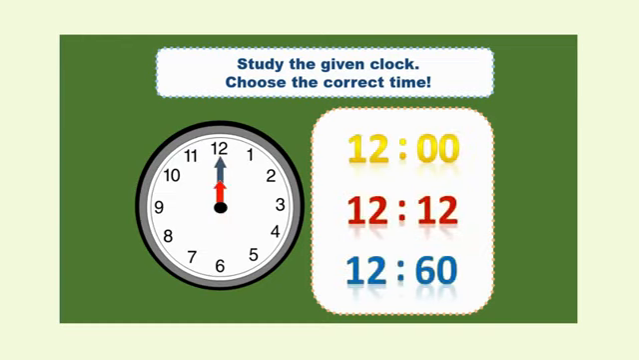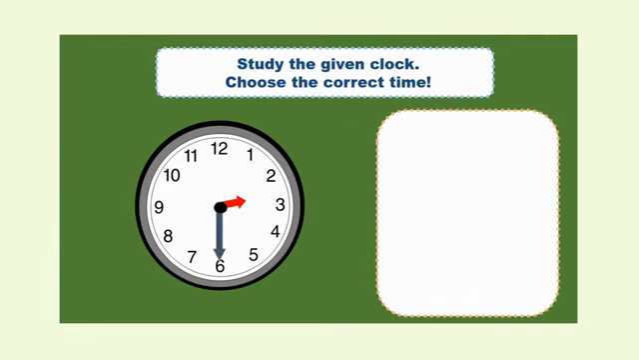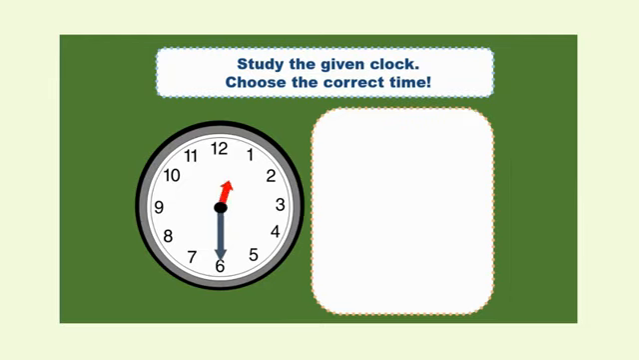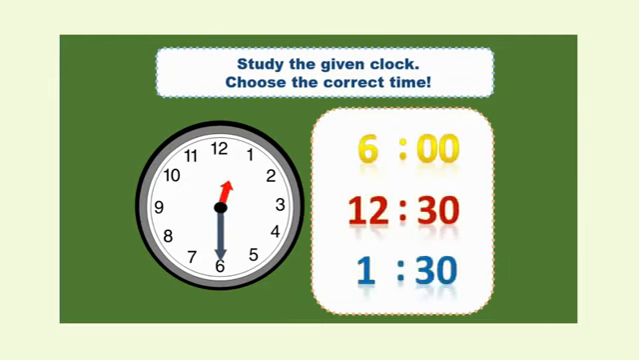Another one. What time can you see on the clock? Correct, it's 12 o'clock. How about this? What time can you see on the clock? Okay, so it is 2:30. Another one. What time? Correct. It's 12:30.